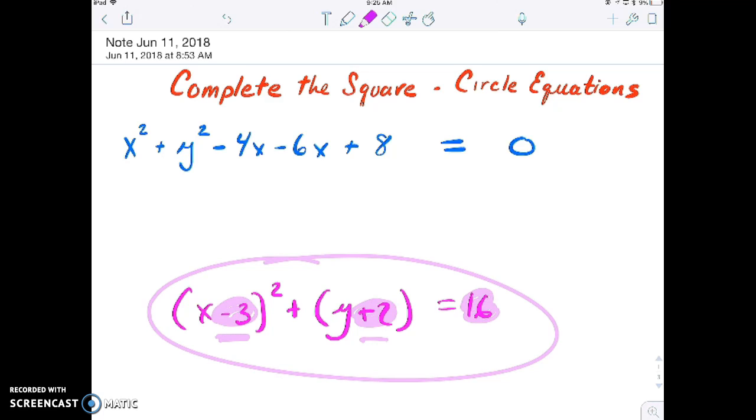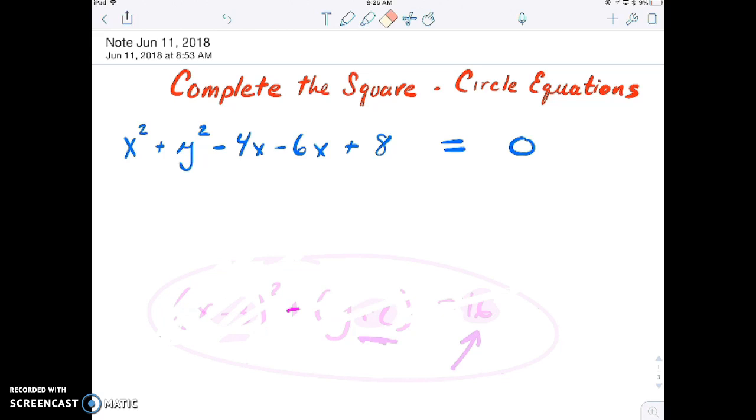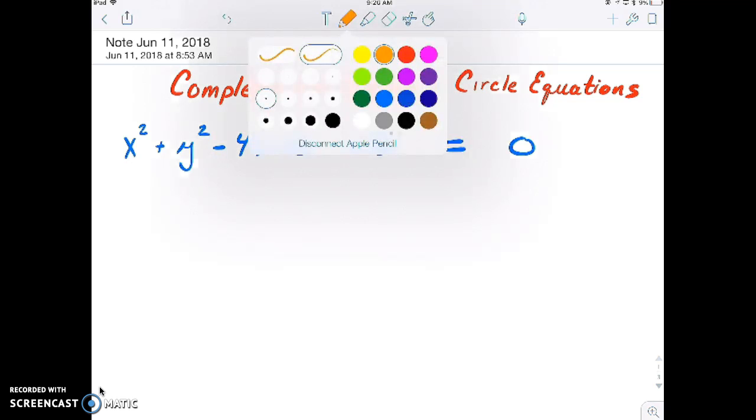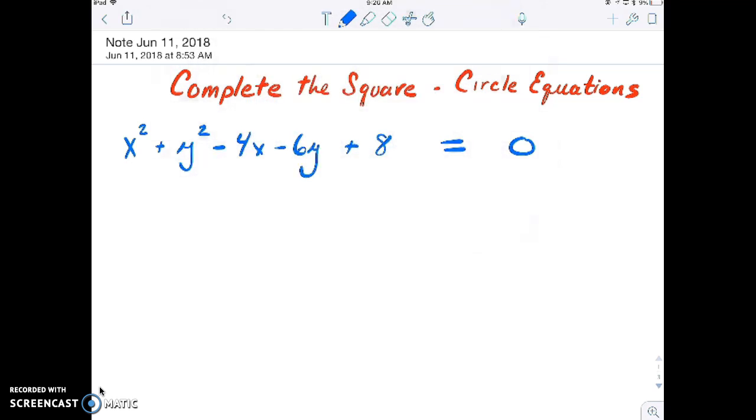The opposite of this and the opposite of this is your center, and the square root of that is your radius. But when it looks like what we have up here in blue, and I just realized that we want to change this 6x to a 6y. That was a little typo on my part there.